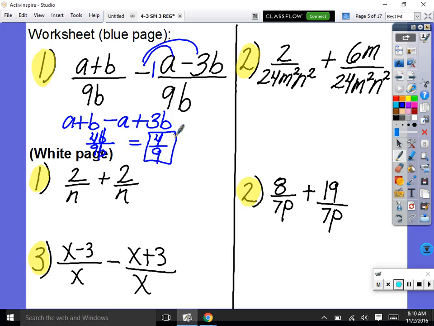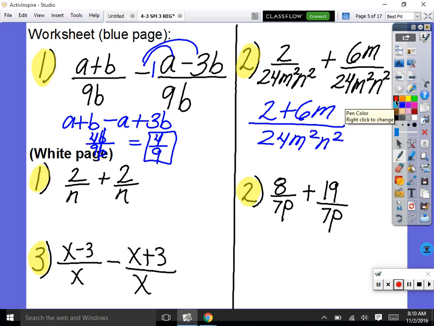Okay, let's do number 2. This one we should be good with. We need a common denominator. It's already common. So then you say to yourself, okay, so I can put it over one fraction. So let's write it in standard form. 2 plus 6m, okay, awesome, all over 24m squared n squared. Then you would say to yourself, does it simplify? How do we simplify? We factor the top, factor the bottom, divide out exact factors only.